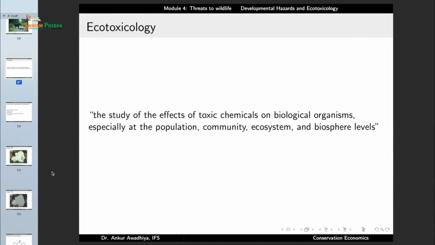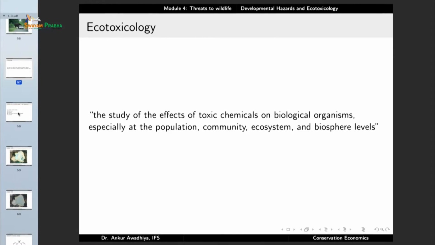Next, we will have a look at ecotoxicology, which is the study of the effects of toxic chemicals on biological organisms, especially at the population, community, ecosystem, and biosphere levels. Now, the point is, why do we need to study ecotoxicology? This is important because we are releasing a huge quantity of toxic substances into the environment, and they are having an impact on different organisms at the individual level, sometimes at the population level, and sometimes at even greater, higher levels.